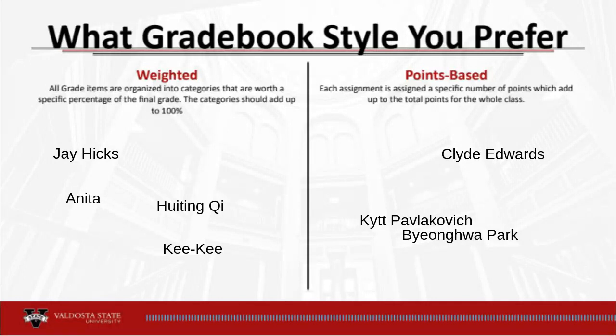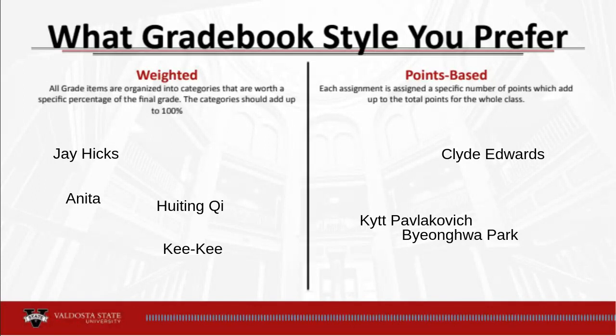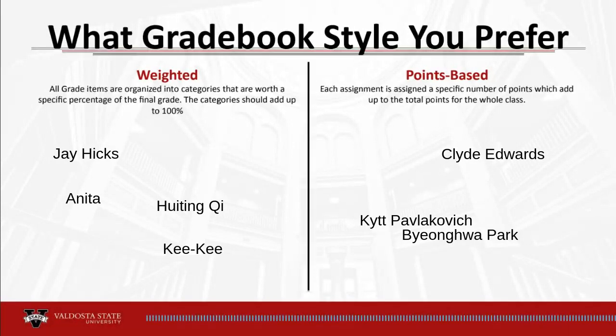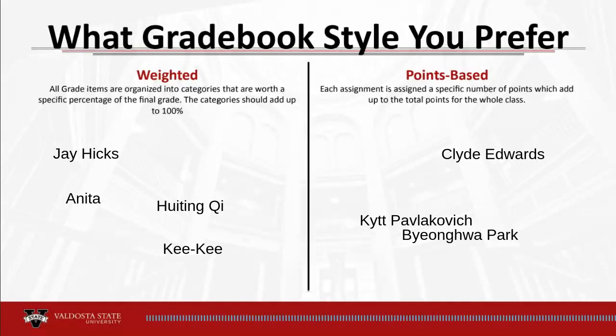Sure, Brian, I will. I think that it's easier for the students to understand where they're at and what the expectations are. And if your points add up to 100, it's kind of the same as being weighted. It's just listed as points. So if something's worth 20 points out of 100, that's 20% of your grade. It just is easier for me to understand, and I think the students. That's just my opinion.